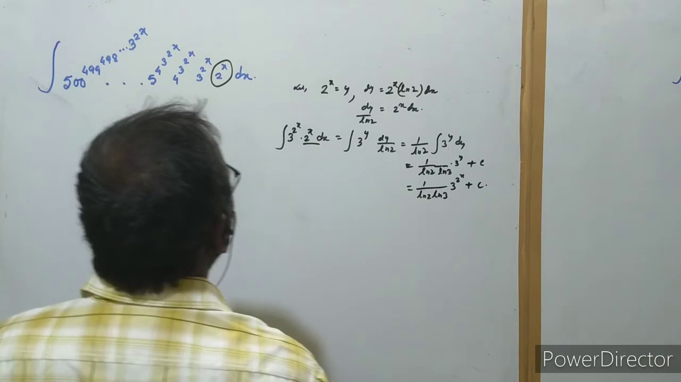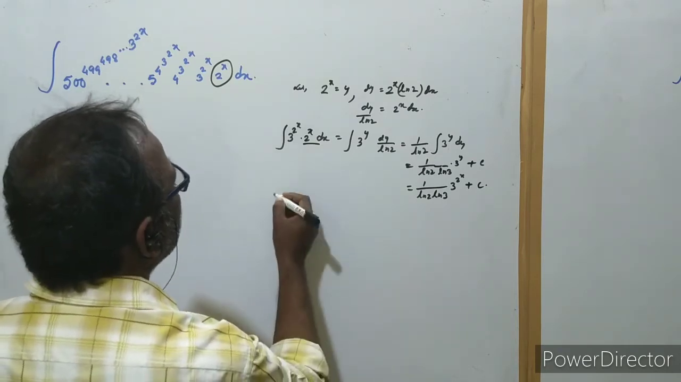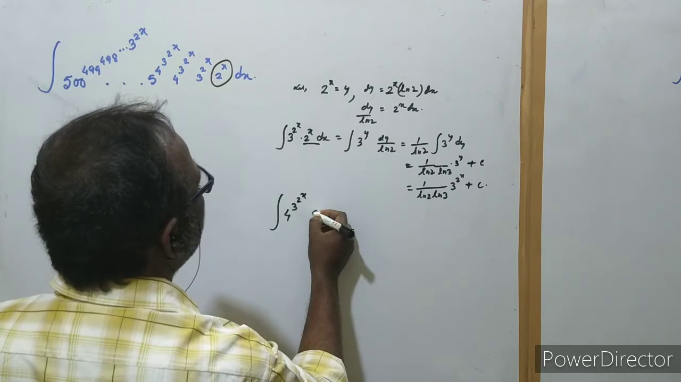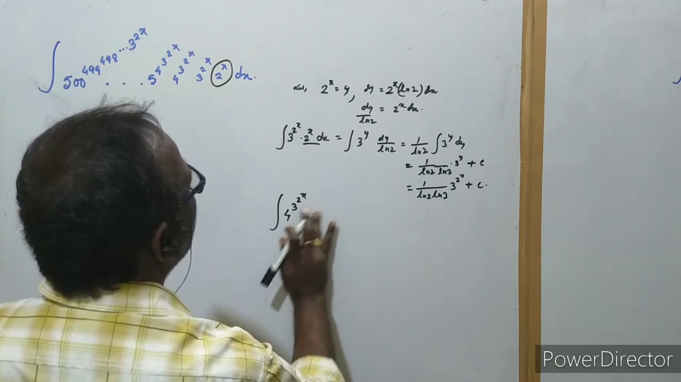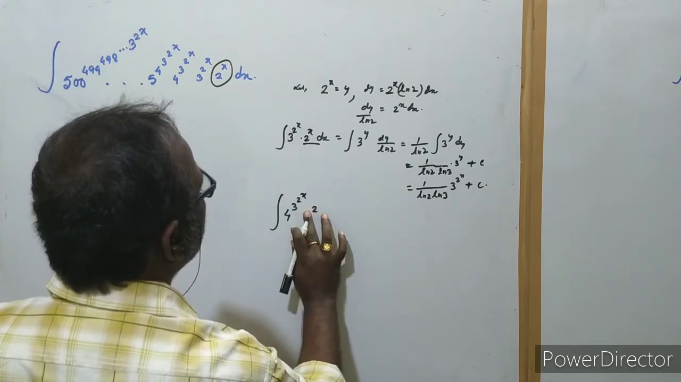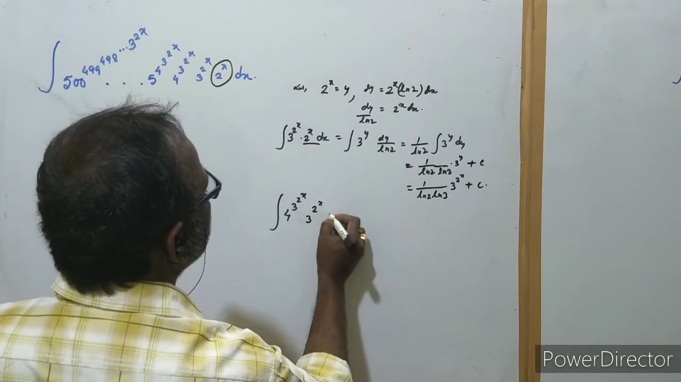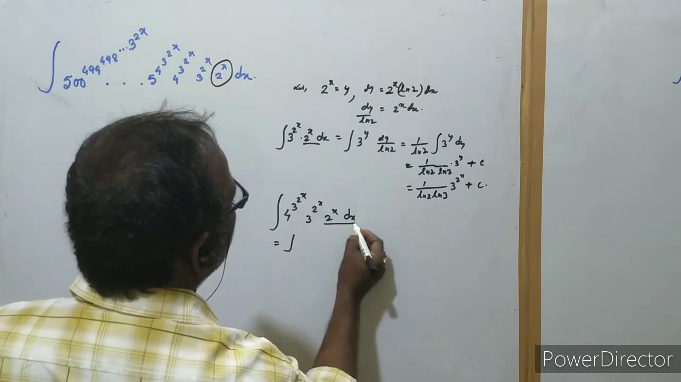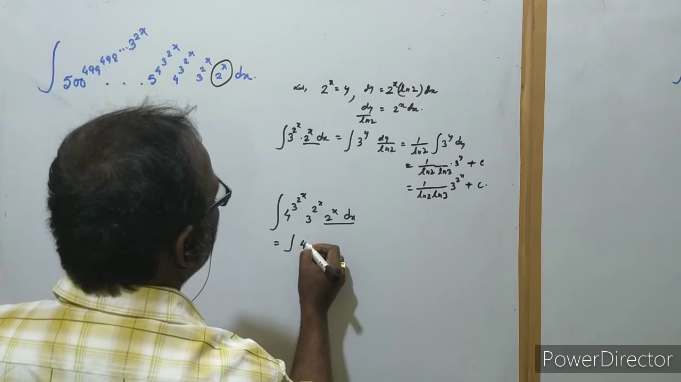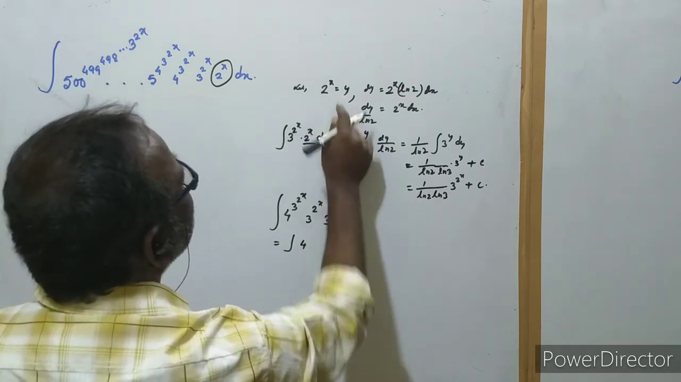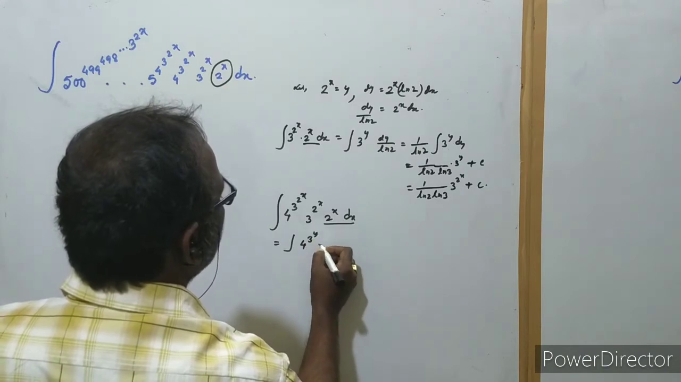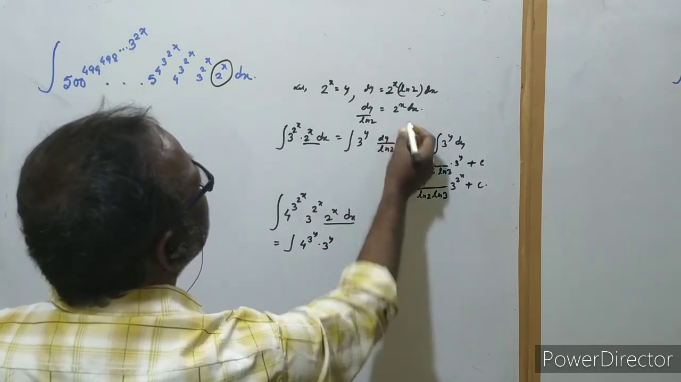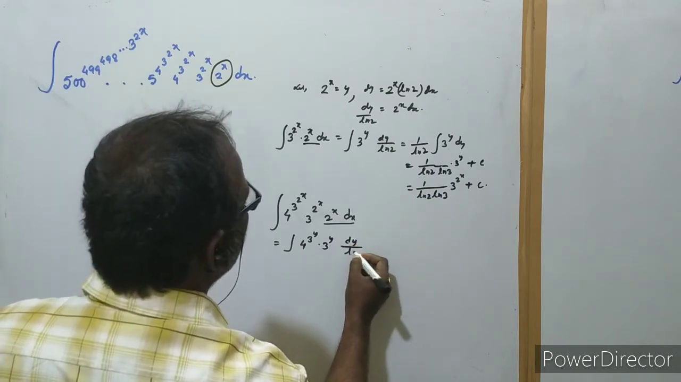Again, we can proceed the same way. If it is given as 4 to the power 3 to the power 2 to the power x, sorry, this is not dx. This is 4 to the power 3 to the power 2 to the power x, times 3 to the power 2 to the power x, times 2 to the power x dx. Then what will be the technique? Let us assume 2 to the power x is y, so this is 4 to the power 3 to the power y times 3 to the power y, and we substitute 2 to the power x dx as dy by ln 2.